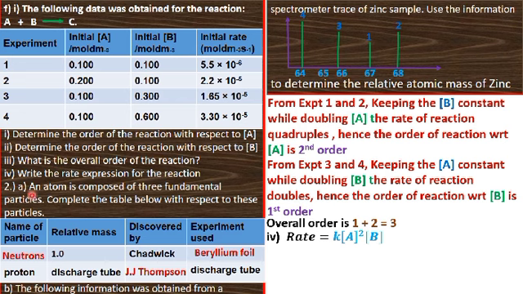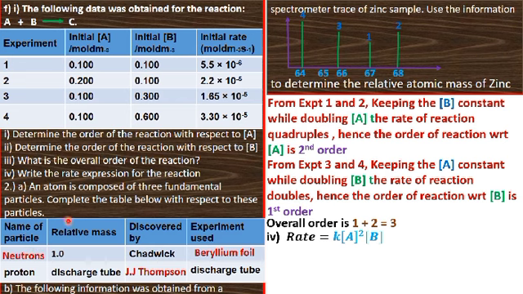The next part is saying that an atom is composed of 3 fundamental particles. Complete the table below with respect to these particles. Okay, guys, let's observe the trend. Name of particles, we have neutrons. The relative mass is 1.0. Friends, the table below has been completed already. The ones you see there were the unknowns, but I've inserted the answers.